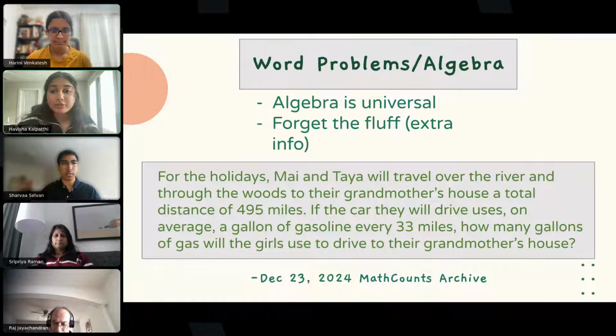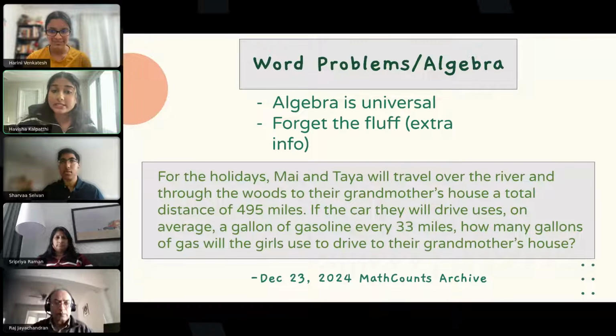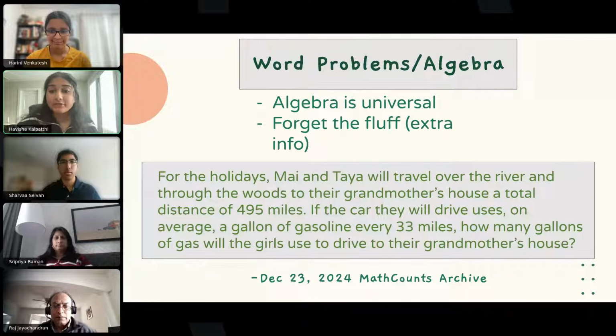So I've included a pretty simple question here. It says, for the holidays, Mai and Taya will travel over the river and through the woods to their grandmother's house, a total distance of 495 miles. If the car they will drive uses, on average, a gallon of gasoline every 33 miles, how many gallons of gas will the girls use to drive to their grandmother's house?